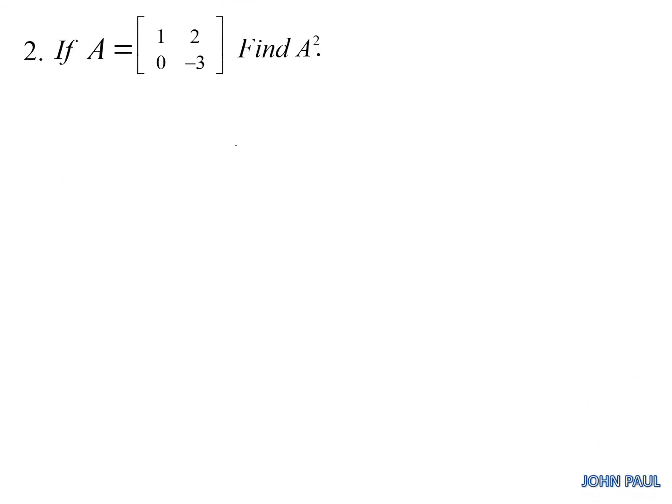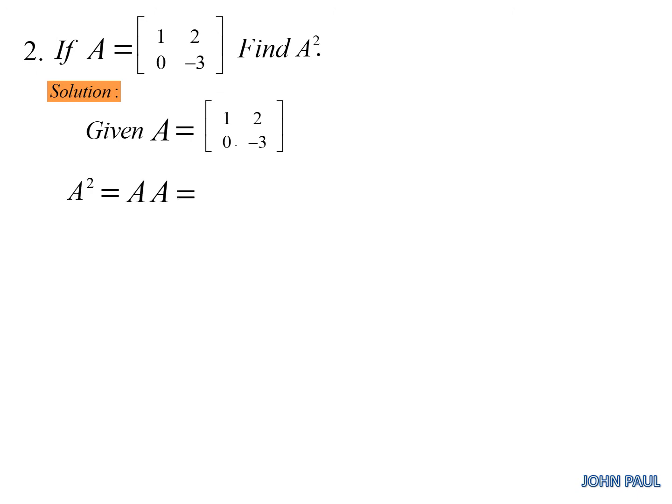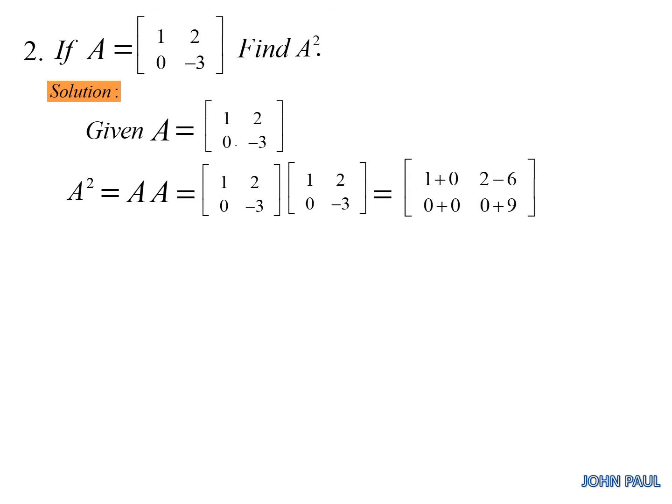Second problem, if A is a matrix, find A square. Solution: given A square equals A into A. Substitute the matrix A and A. We know the matrix multiplication.